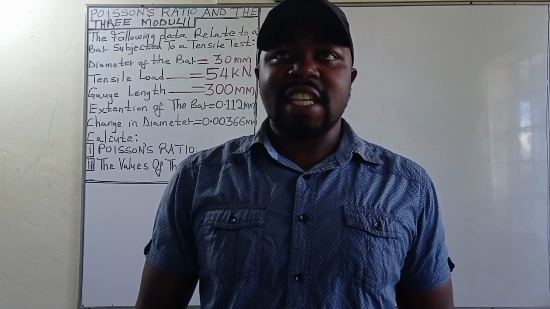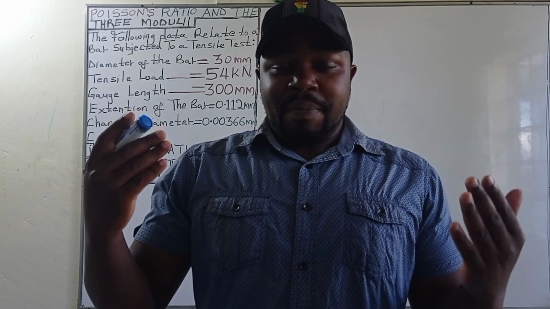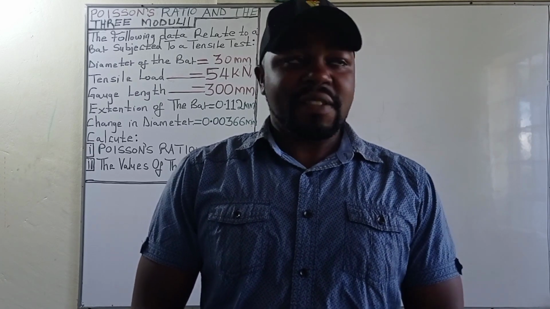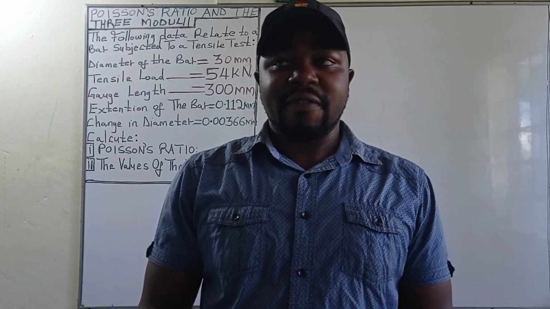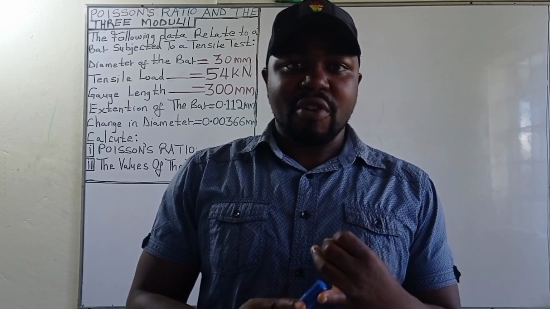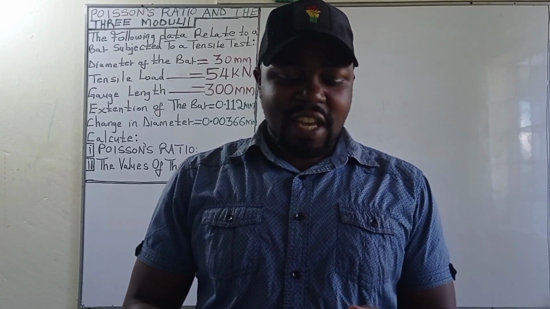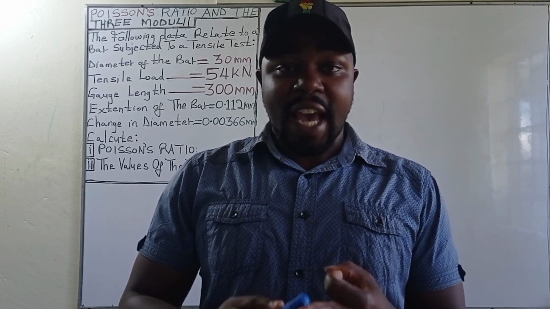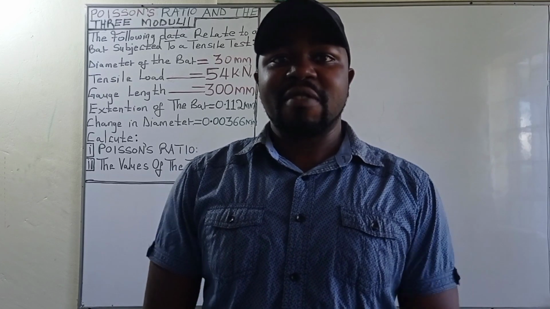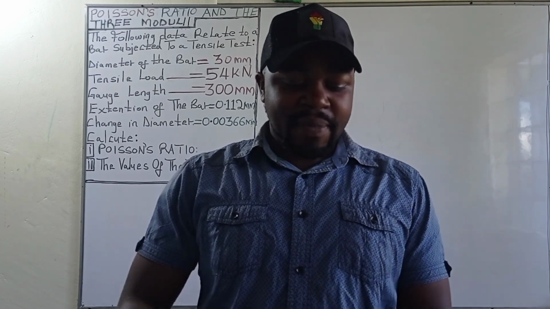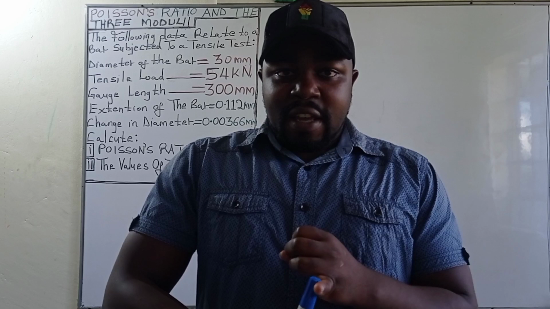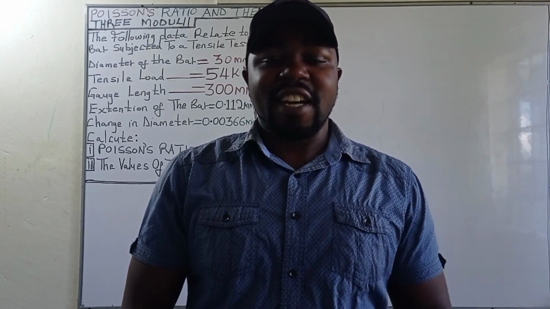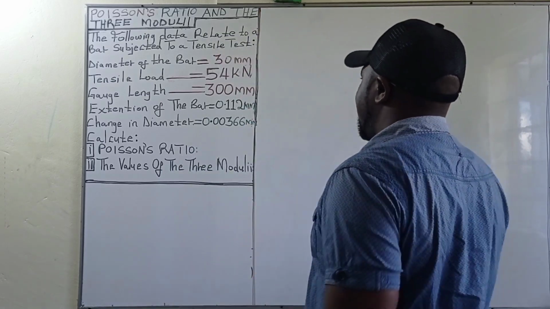Today we are analyzing the Poisson's ratio as well as the three moduli of elasticity. Remember, we usually have three moduli of elasticity. That is the modulus of rigidity, the bulk modulus of elasticity, as well as the Young's modulus of elasticity. So we got a question here that's asking us to determine the Poisson's ratio and the three moduli of elasticity. Now join me as we solve the problem that we got here.